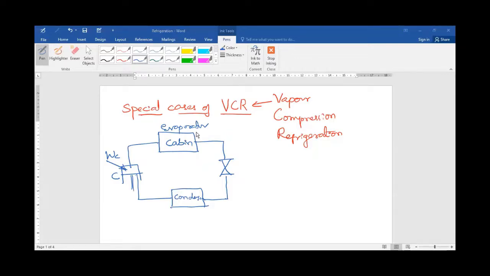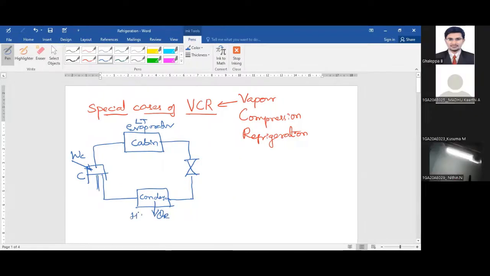One is the cabin. The cabin is also called the evaporator, and it is at low temperature. Keep in mind it is at low temperature. A condenser is at high temperature. Heat is rejected at high temperature. Next, the second component is the compressor. The important one is the compressor.